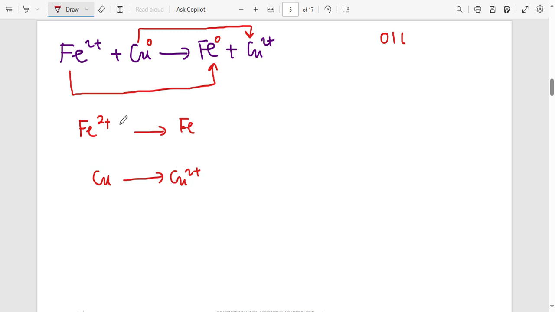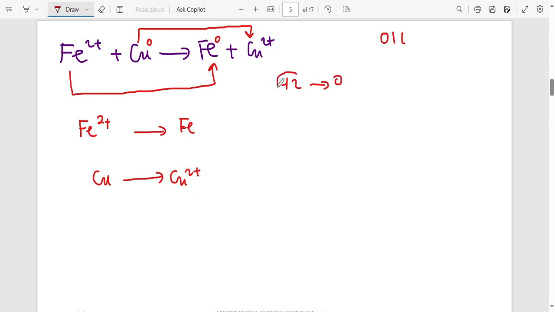Okay. Now from here, you need to make sure that the charges on both sides of the equation are the same. On the product, you have a charge of 0. On the reactant, you have a charge of positive 2. So we are going to add electrons to balance the charge. Electrons are negatively charged, so we want to add them where there are more positive charges. So we have positive 2 going into 0.